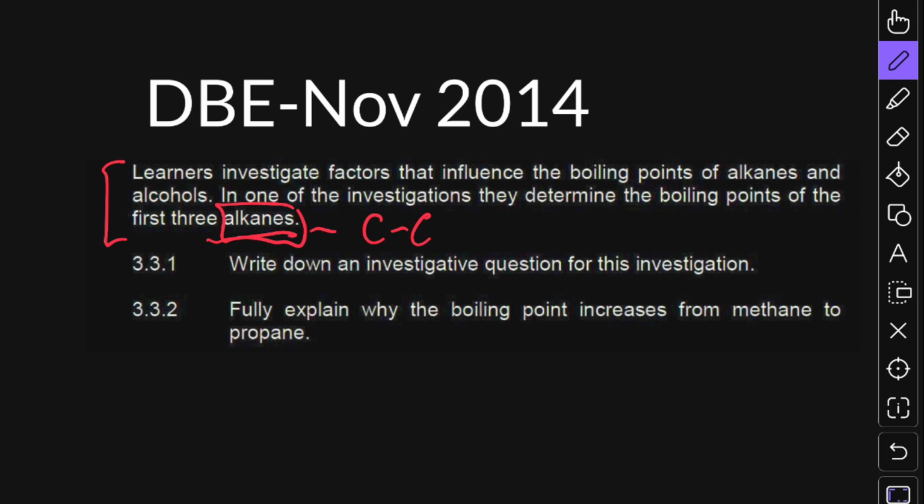You've got to find an investigative question. I want you to try to do that during the break. Fully explain why the boiling point increases from methane to propane. Take a look. We've gone microscopic. Now we're starting to take a look at the boiling point. So when you go for the ad break and you're busy washing your hands and thinking about intermolecular forces, I want you to think about why the boiling point of something would increase. Why would it be more difficult and require more energy to go from a liquid state into a gaseous state? Because that's what boiling is.